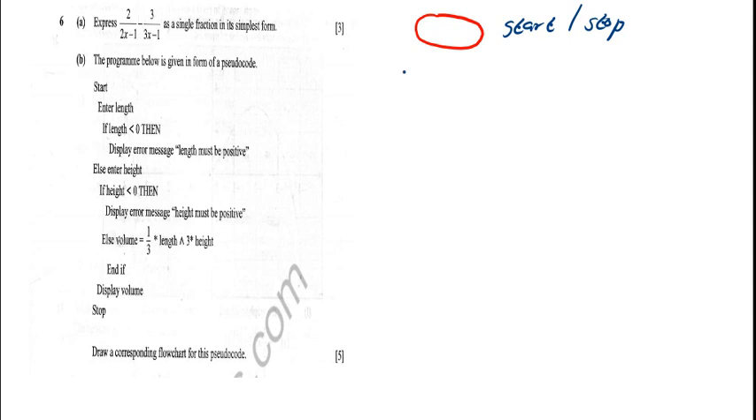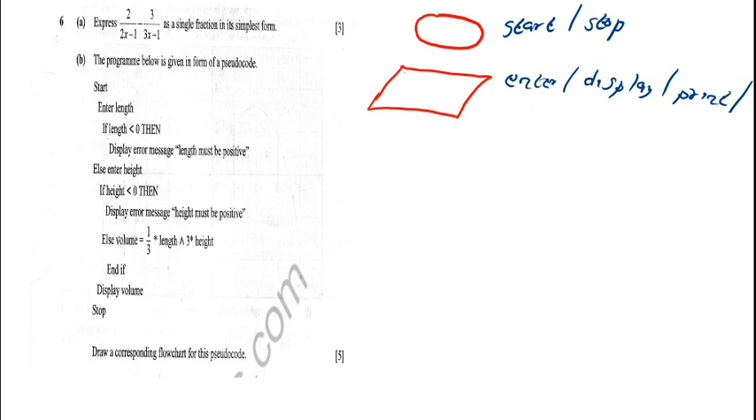And then we also have a parallelogram, which looks like this. In a parallelogram we will be writing enter. It can be enter, or it can be display, it can be print, or it can be show. So whenever you see these words, enter, display, print, or show, we'll be using a parallelogram.